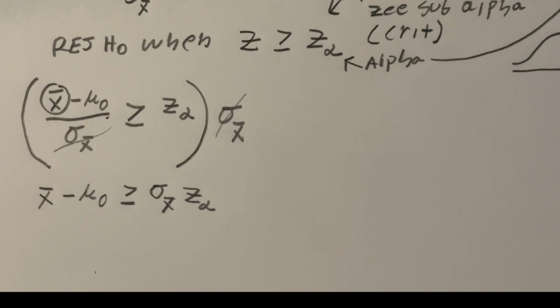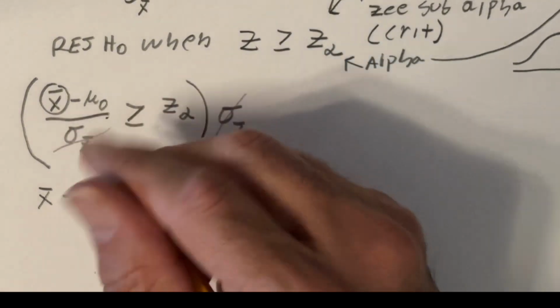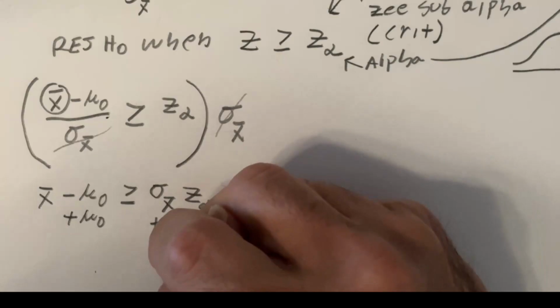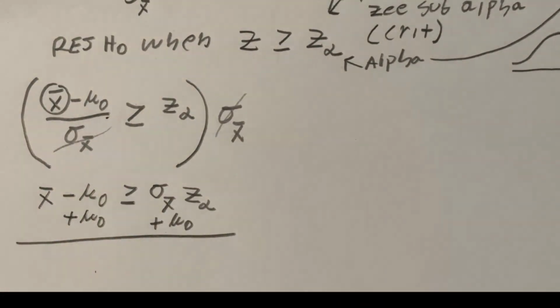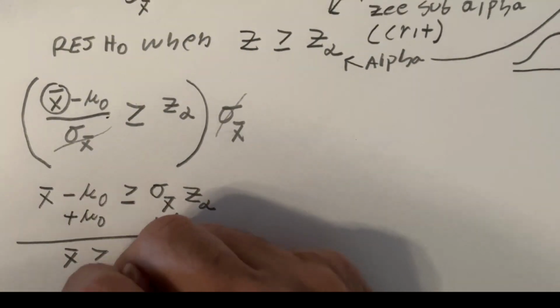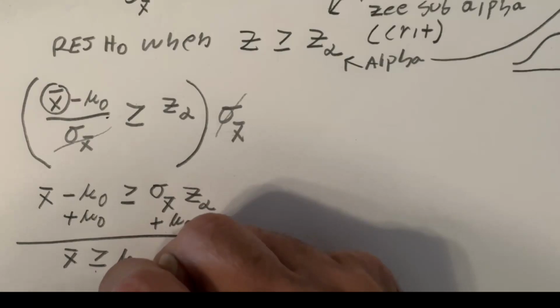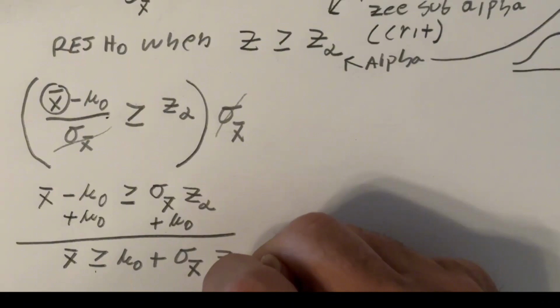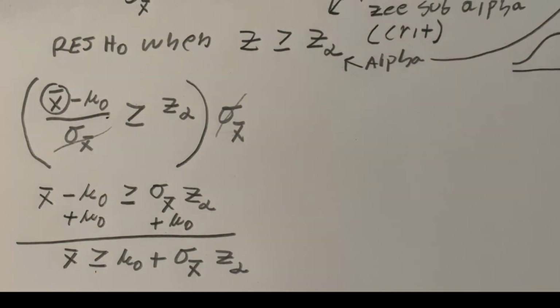Well, if you said we're going to add mu naught, the hypothesized mean, to both members of the inequality, well, you'd be right. So we go plus mu naught, draw a little line the way we were taught in middle school, and we get x bar is greater than or equal to mu naught plus sigma sub x bar z sub alpha. Now we're almost there. All we have to do is plug in all the numbers and we'll get it.